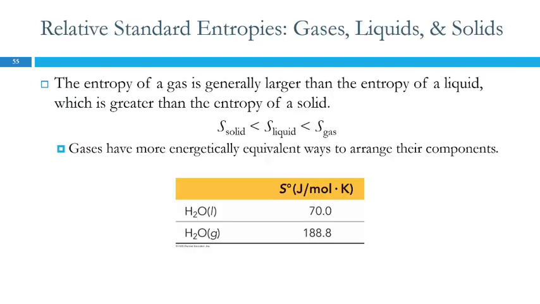So we learned that when you take a solid and melt it, the entropy increases. And just in general, the entropy of a gas is larger than the entropy of a liquid, even if they are different things. So the entropy of a gas is more than a liquid, more than a solid, because gases have more energy-equivalent ways to arrange their components. They have more places to put the energy. So we see that water in the liquid state has a standard molar entropy of 70, whereas in the gas state it's 188.8. It's much larger.